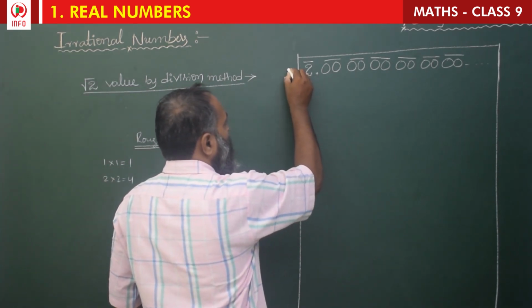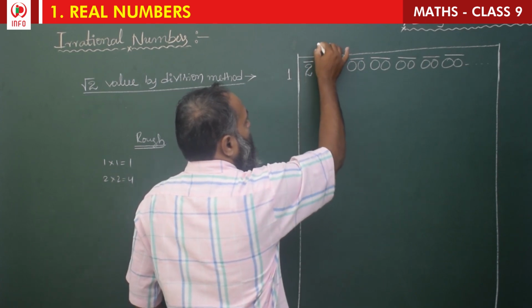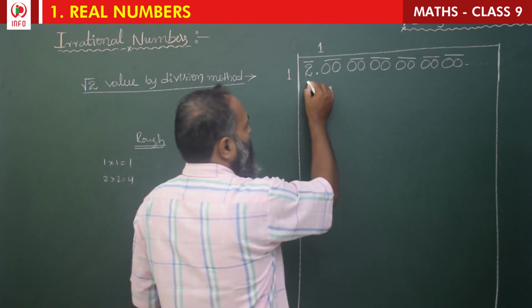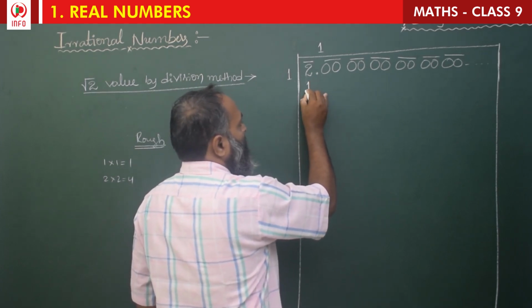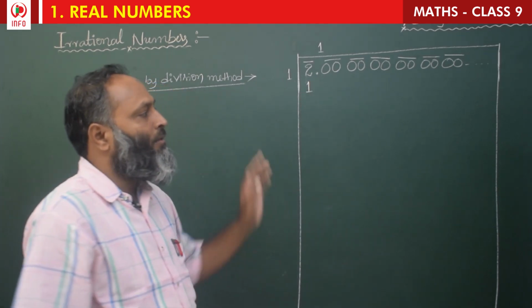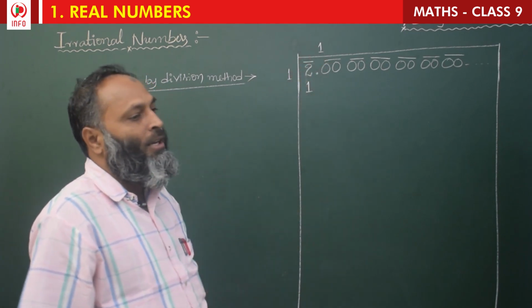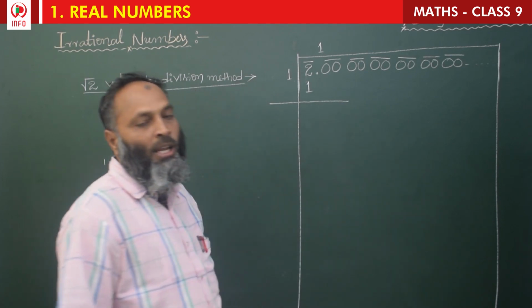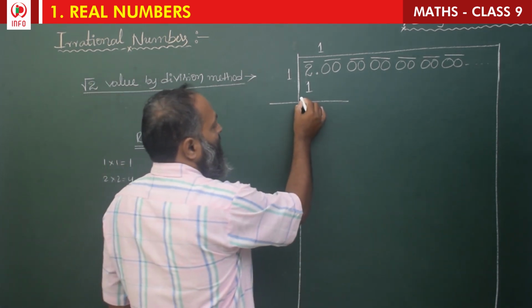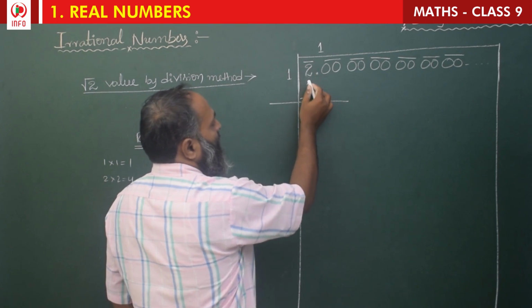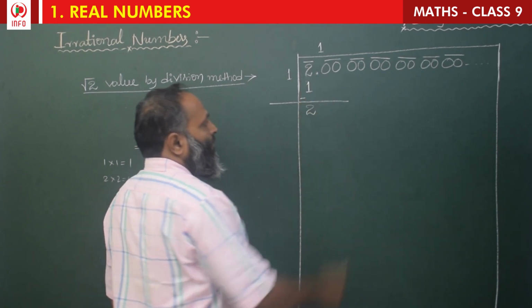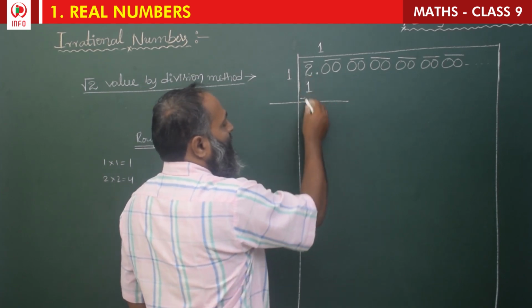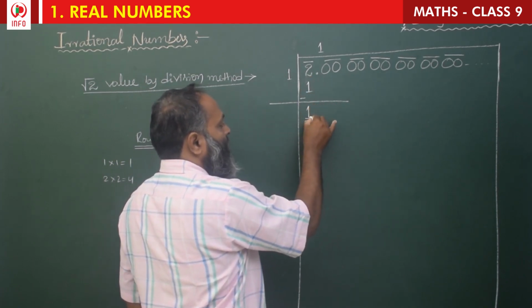1 1s are 1. That we should write here. So the first part is over. Now after that you should subtract: 2 minus 1 is 1, that one we should write.